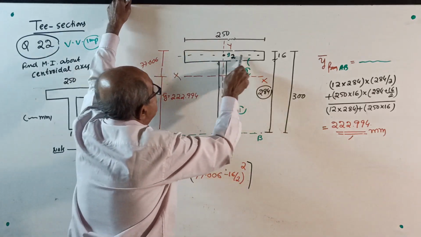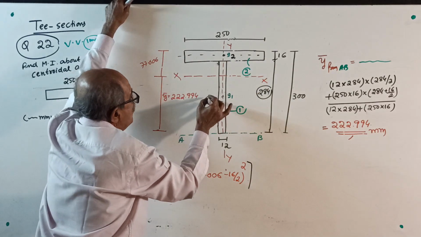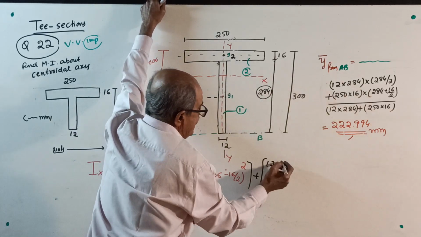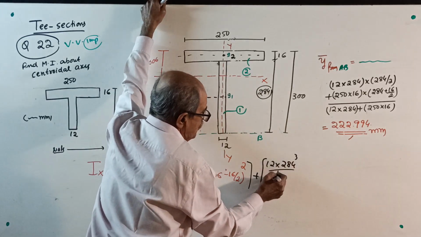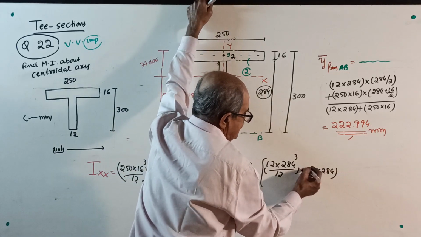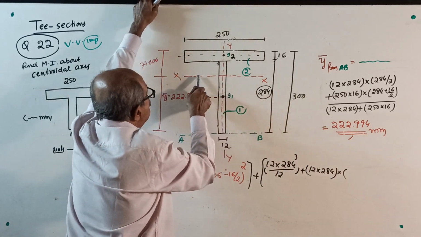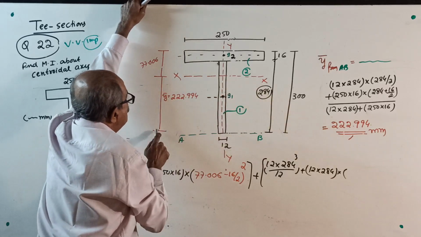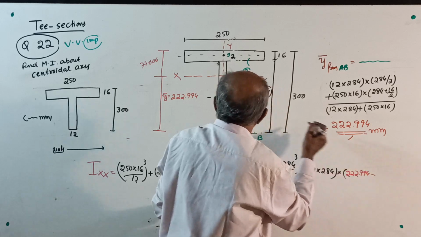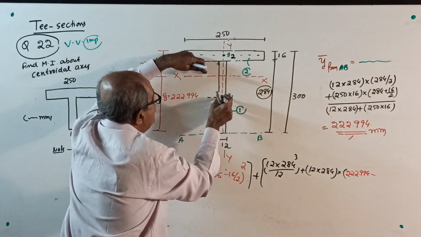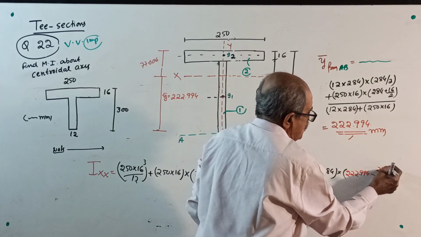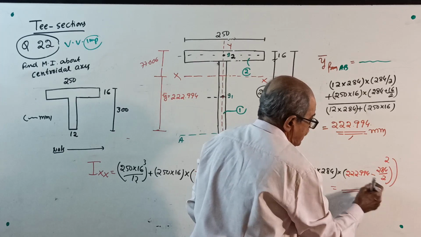See, Ig plus A h square. Next here, I about its own centroidal axis, 12 into 284 cube by 12, is Ig, plus area, 12 into 284, into the distance from centroid to this distance squared, which is 222.994, subtract, see, from here to here we want, subtract this distance, 284 by 2, minus 284 by 2 whole square. Calculate, write whatever you got.